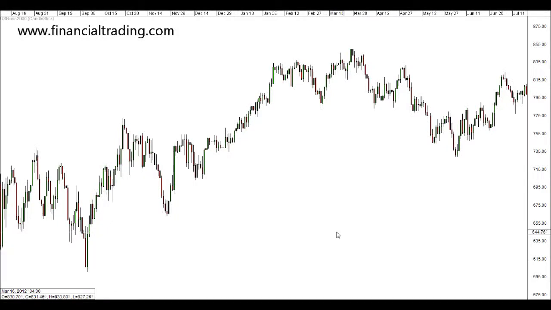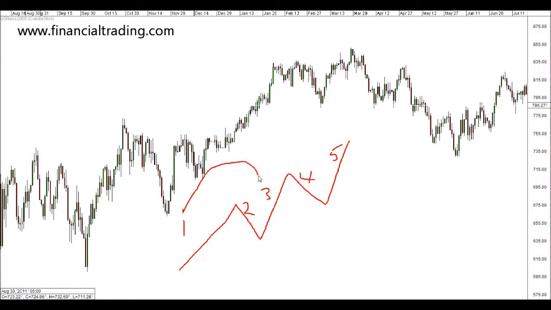In this video I will demonstrate the ABC correction, which is part of the Elliot wave theory. In the previous video we looked at the 5-3 wave pattern when price trends. We have 5 waves, 3 motive waves that push with the trend, and 2 corrective waves that go against the trend.